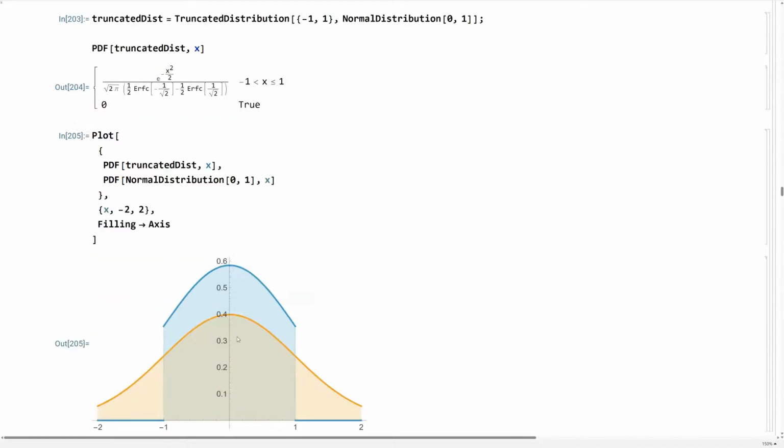So the truncated distribution is this blue one, and then the normal distribution is the yellow one. So basically, truncated distribution means that everything in this truncates, the probability is still adding up to 1, but everything has just got smashed into this range.